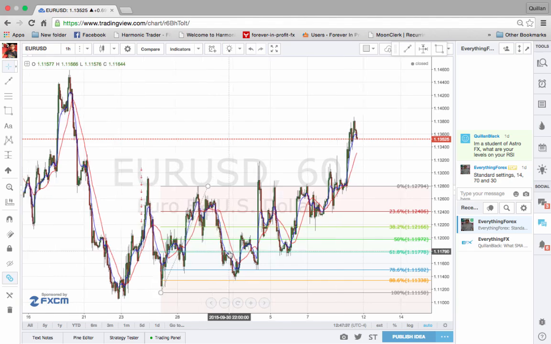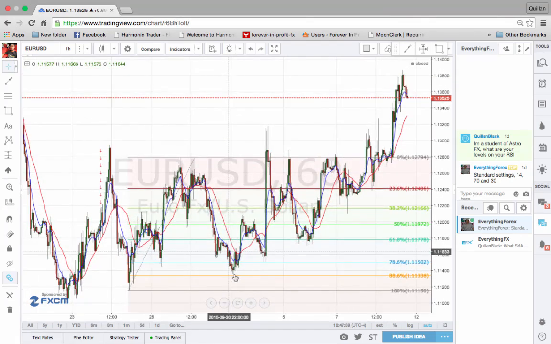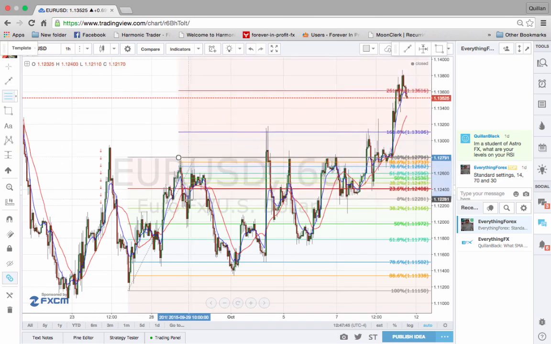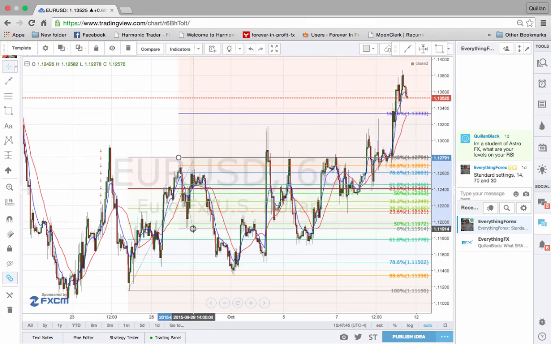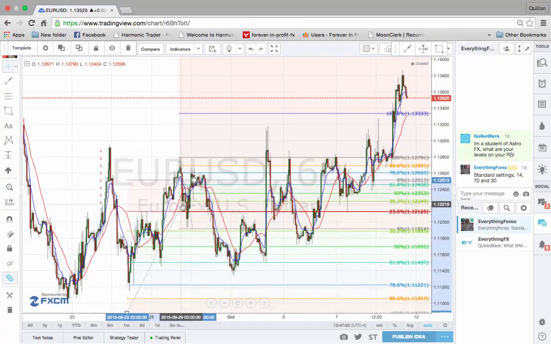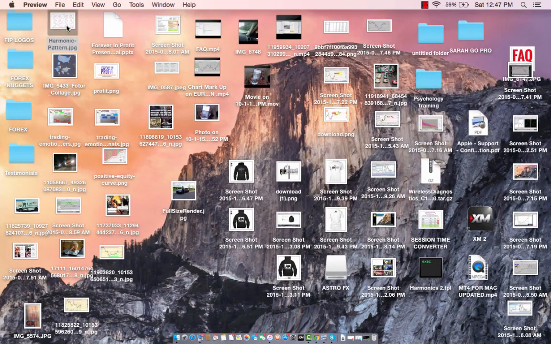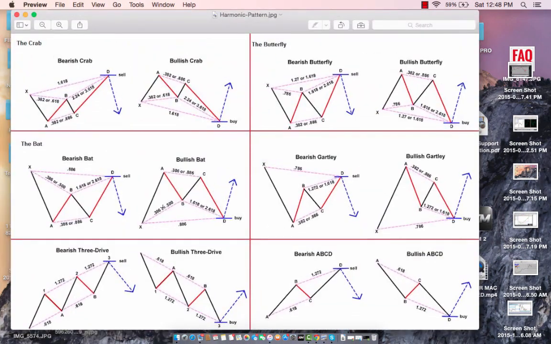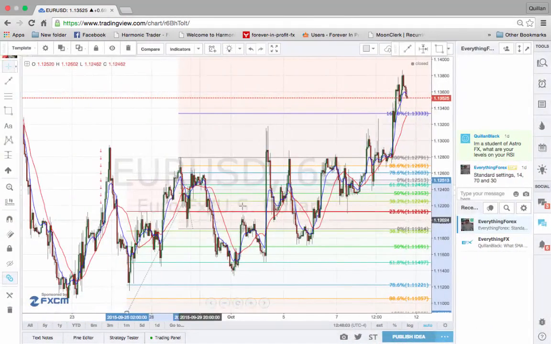So what happened right here exactly? This right here is possibly a 78.6 retracement level. More than likely. Let's check it out. All right, perfect. 78.6 retracement level right here. And this would form a perfect bullish bat pattern. Because bullish bat patterns, this is right here, it has to retrace at 50% on the first X and A leg.